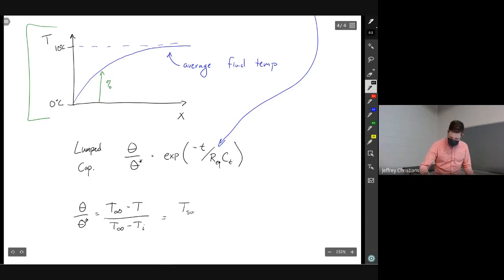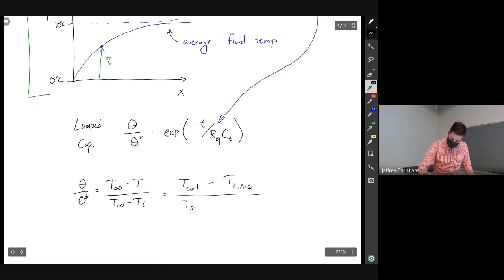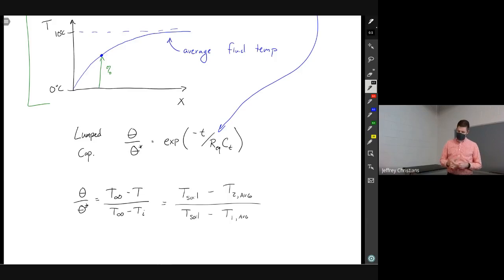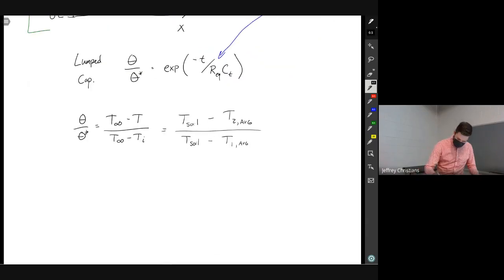So this is going to be T soil minus our temperature here, we'll call that T2 average, the average temperature at the outlet, or wherever that happens to be. And then here we have T soil minus T1 average, which is 0 degrees. Okay. Minus T over R.